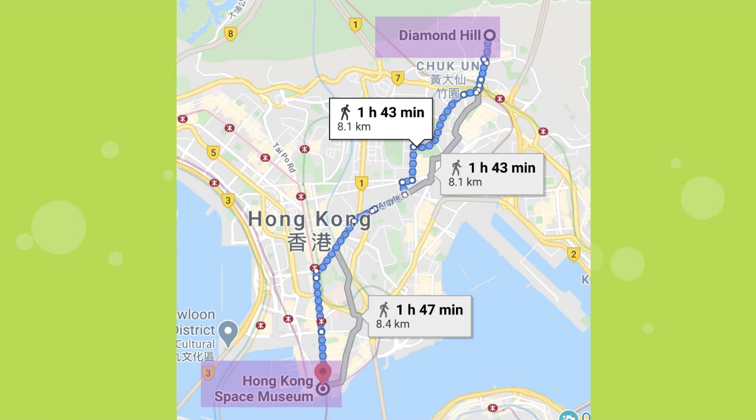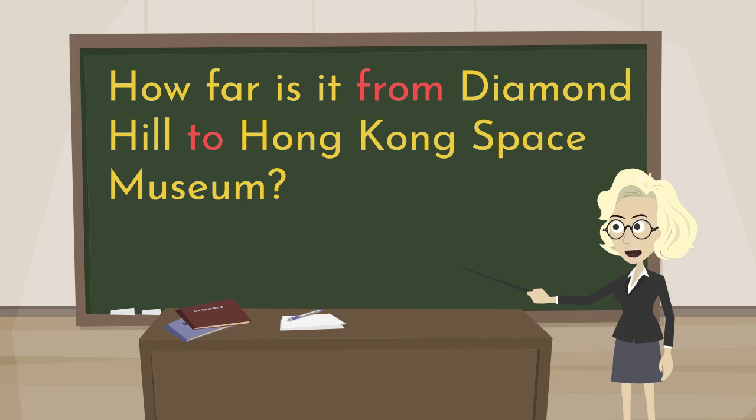Let's try to start from a different place. Look at the map. Where is the starting point? Where is your destination? How far is it? This time we start from Diamond Hill. So the question is like, how far is it from Diamond Hill to Hong Kong Space Museum? It's 8.1 kilometers, or you can say it's a long way. It's 8.1 kilometers.